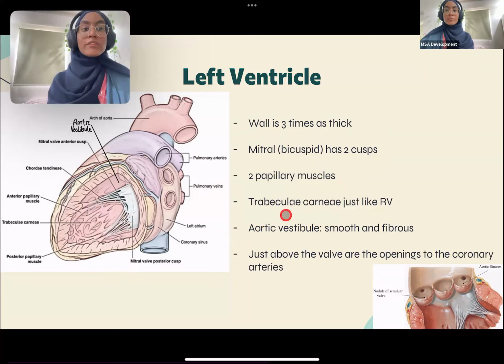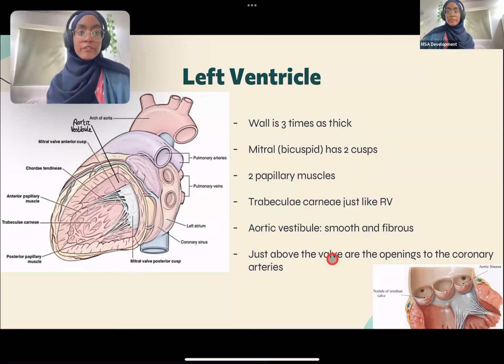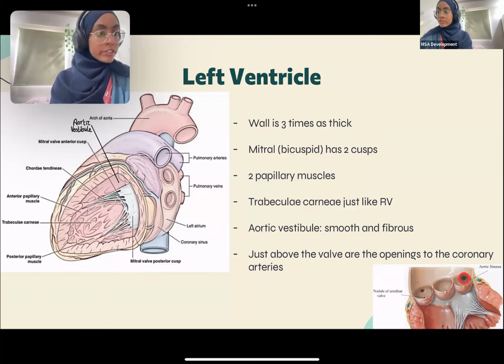And we have the aortic vestibule, which is this area. It's smooth and fibrous, and it's before the aortic valve. After the valve, just above the valve, we have openings to the coronary arteries. So we're going to talk about this later as well.